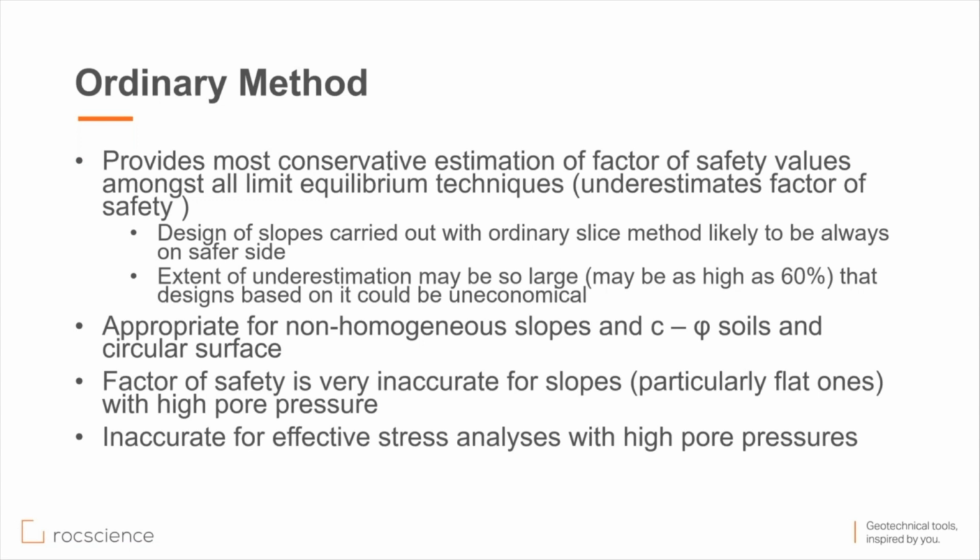The only problem is sometimes the underestimation is as high as 60%, and that would mean your slope design would be uneconomical. So that is why the ordinary method, although it is on the safer side, may not be the best to use for practical analysis. It may be appropriate for non-homogeneous slopes, so multiple materials and c-phi materials, when you are using a circular surface. As we said, the factor of safety can be very inaccurate, particularly when slopes are flat and have high pore pressures. So we have to be aware of this deficiency of the ordinary method.